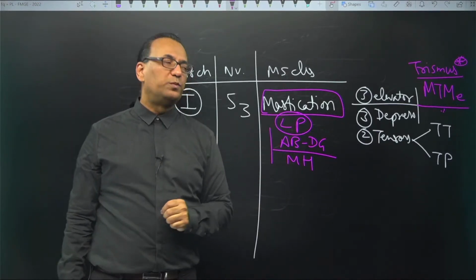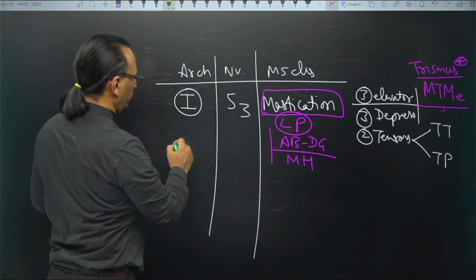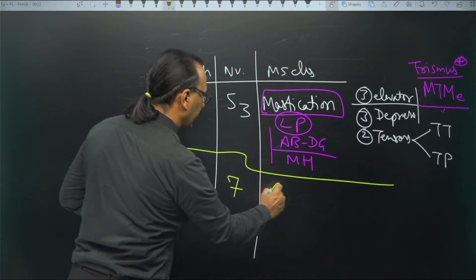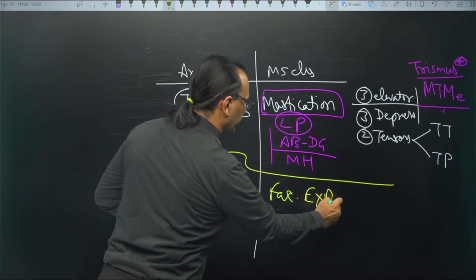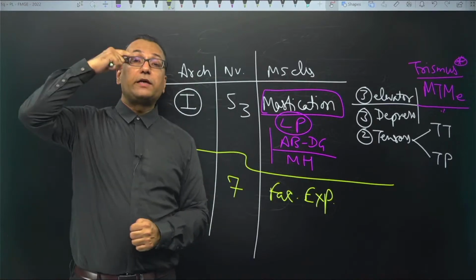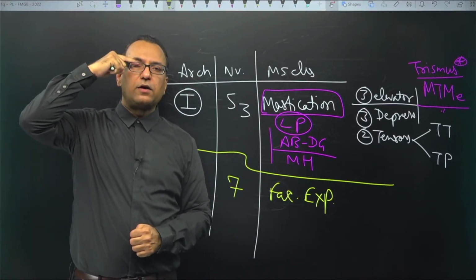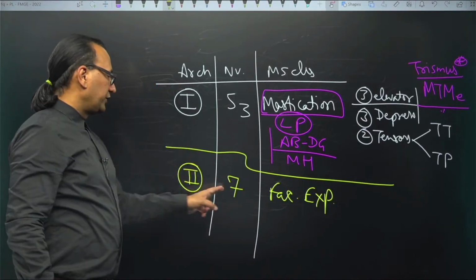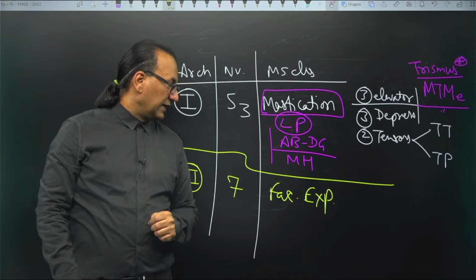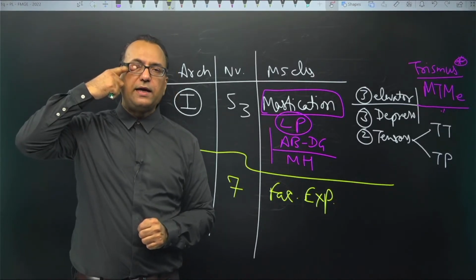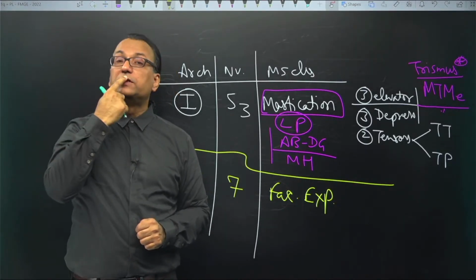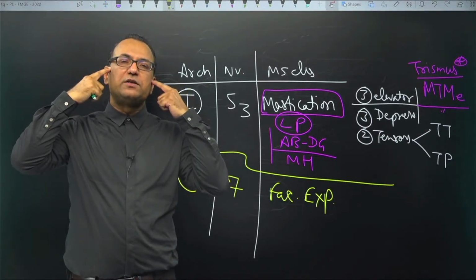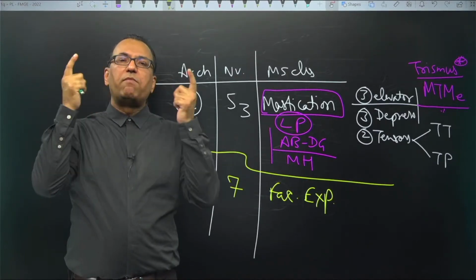What about the arch number 2? If we talk about the arch number 2, we will see that it is the facial nerve supplying the muscles of facial expression. So muscles of facial expression like orbicularis oculi to close the eyelid, orbicularis oris to close the oral aperture. Second arch, facial nerve, muscles of facial expression, and muscles like orbicularis oculi to close the eyelid, orbicularis oris to close the mouth, smiling muscle zygomaticus major, puffing muscle buccinator.